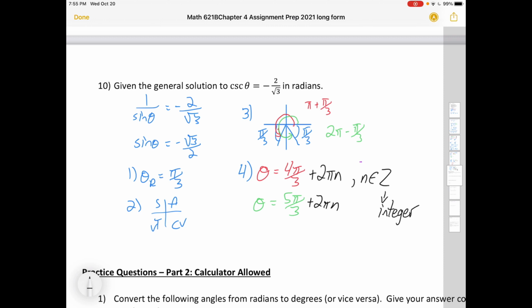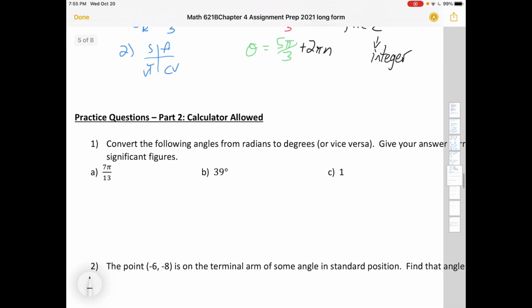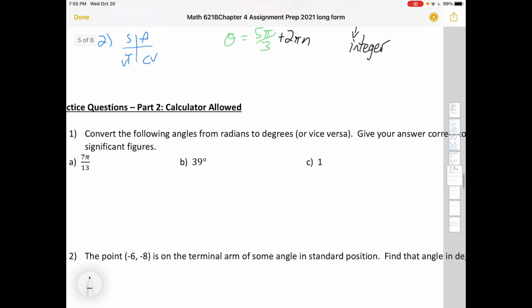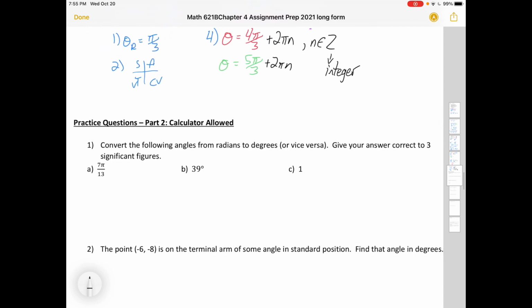That gets us through the non-calculator stuff. We can go to the calculator parts. Convert the angles and give your answer correct to 3 sig figs. So if we want to go to degrees, we would multiply by 180 over pi. And I won't pull up my calculator, but if you do that, you should end up with 96.9, and that'll be degrees.